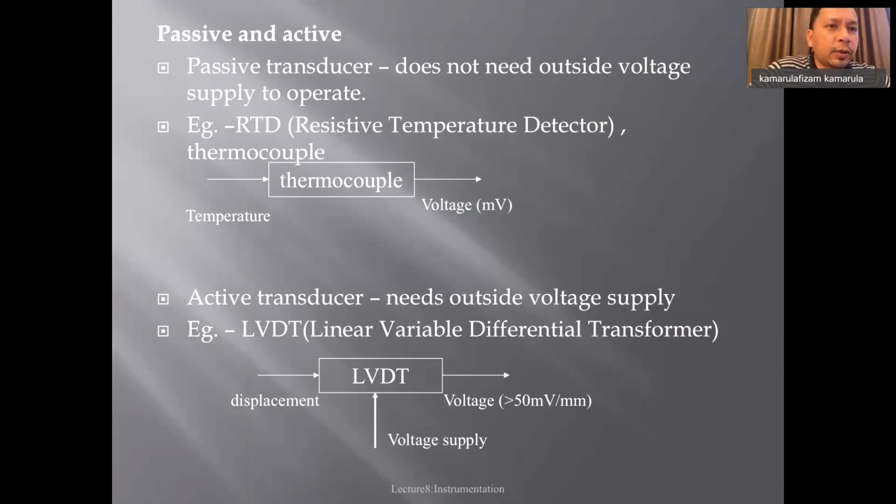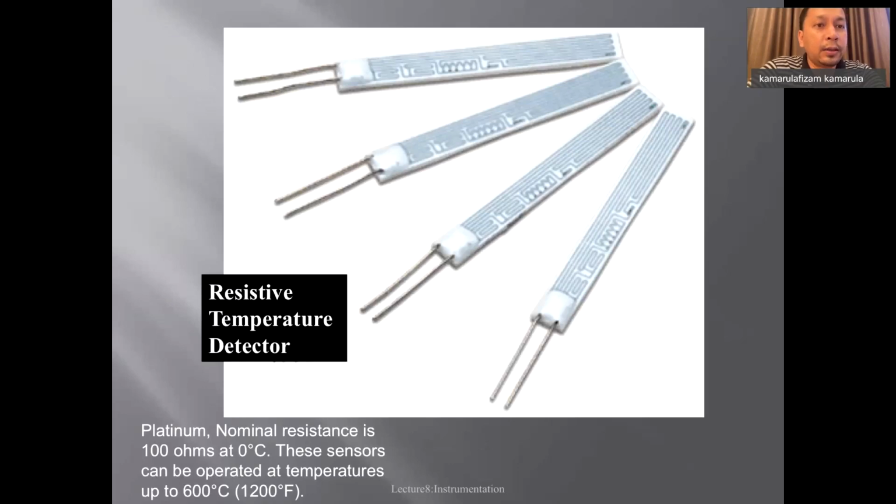In contrast, the active transducers need a battery, they need a power supply to work. Without the power supply or batteries, this sensor is just like a piece of metal, very much useless. For example, here is the LVDT. This is the RTD.